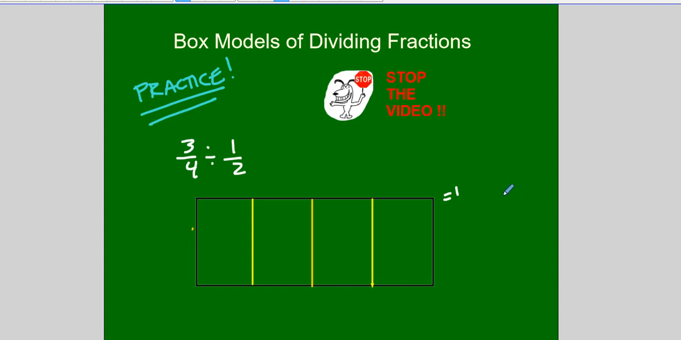Okay, here's a practice problem. I'd like you to try to use the box method to represent the problem and the solution, and also just use the algorithm. So stop the video, work the problem, then turn it on and check to see if we agree. Okay, so I'm going to do the box method first, the visual.